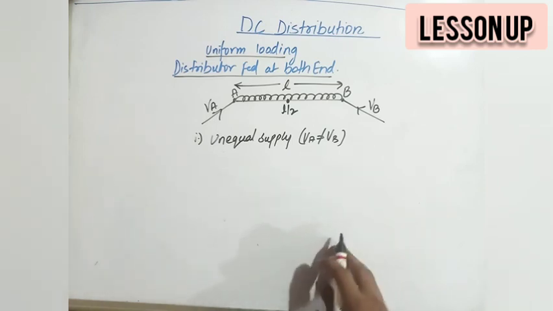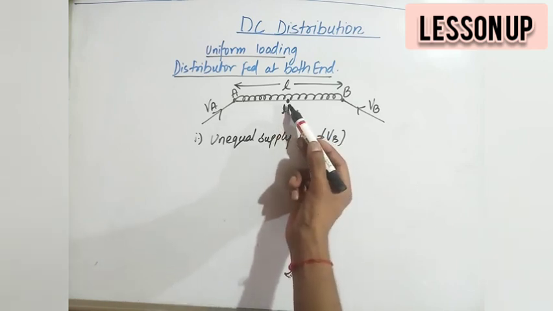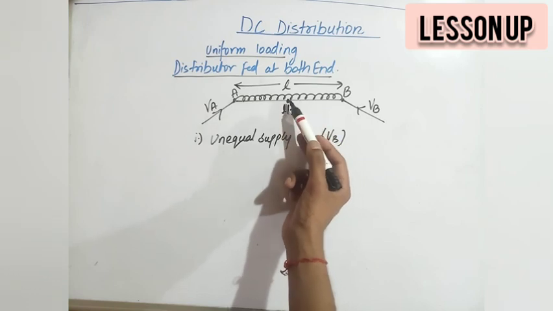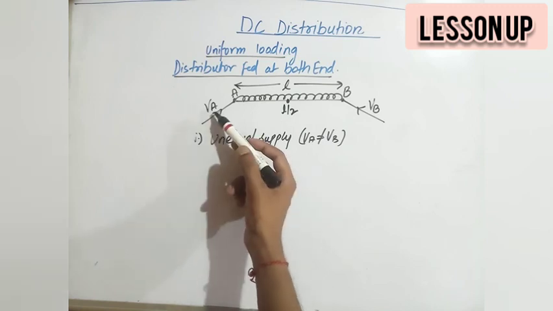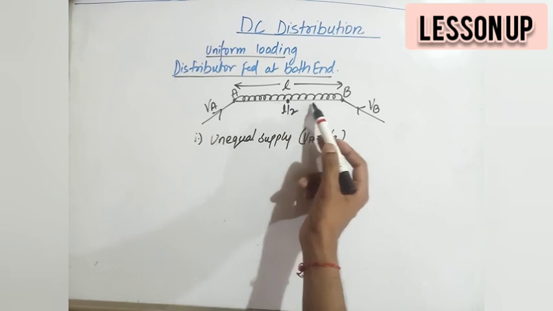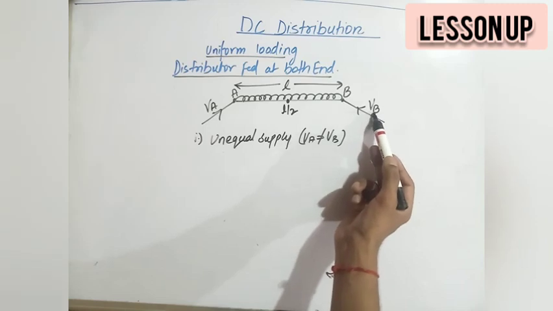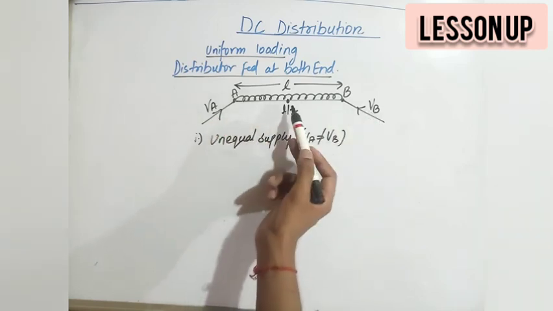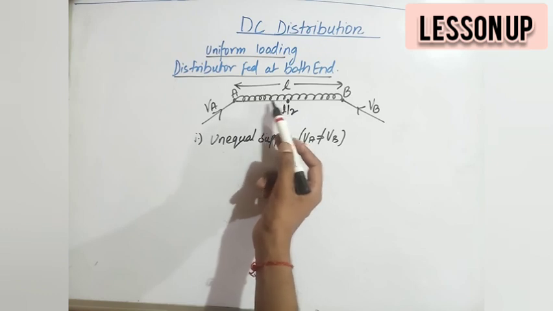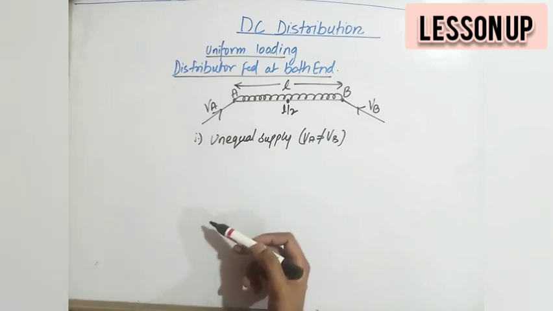So if we talk about unequal supply, which means VA is not equal to VB, then the minimum potential can be deflected in any direction. It cannot be at the middle of the line. Suppose VA is greater than VB, obviously this force is greater than this force, so my point will move in this direction. You will get minimum potential somewhere here in the right direction. If VB is greater than VA, you will get the minimum potential point in this direction, left of the half of the line.